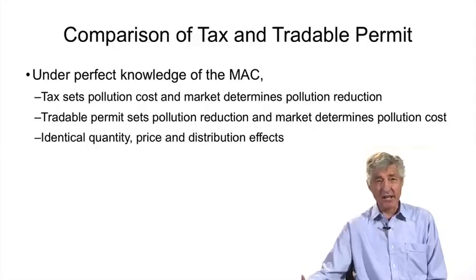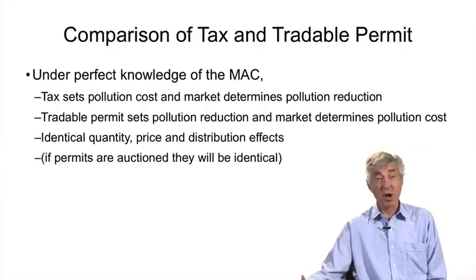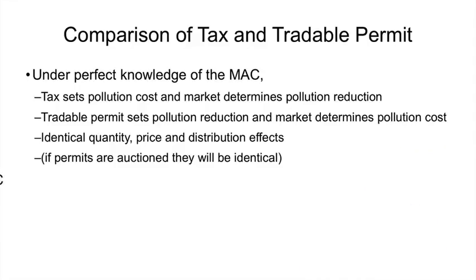And they have identical quantity, price and distribution effects. So if the permits are auctioned, we have no reason to distinguish between using a tax or a tradable permit scheme. In terms of reducing pollution, in terms of changing prices and our decisions, in terms of changing the composition of employment, but not much change in the aggregate level, they're pretty much the same. And so the question is, why would you worry about what you choose?